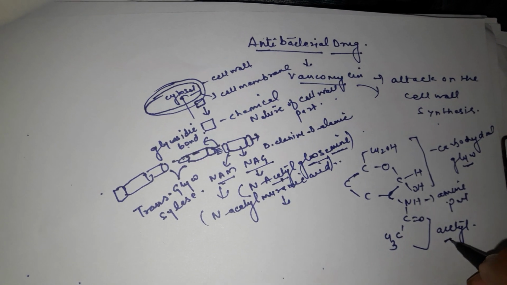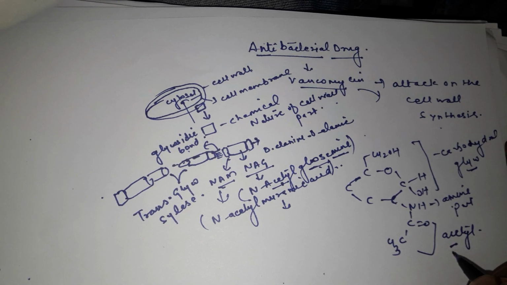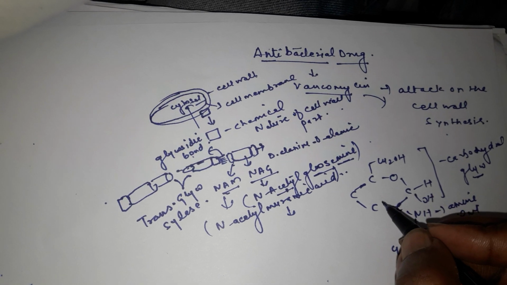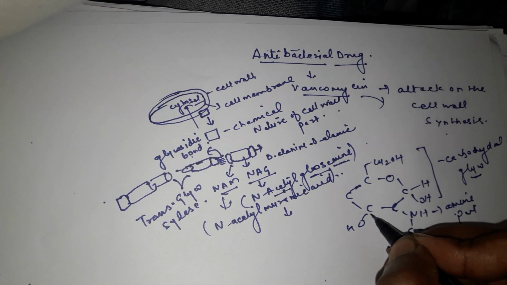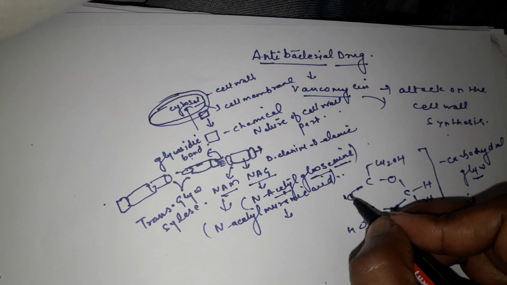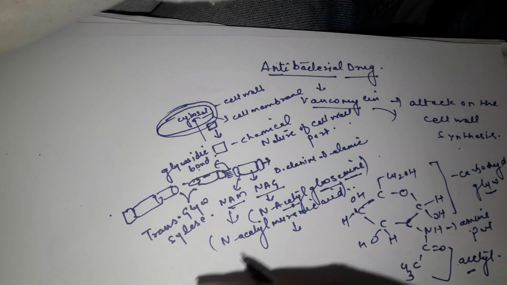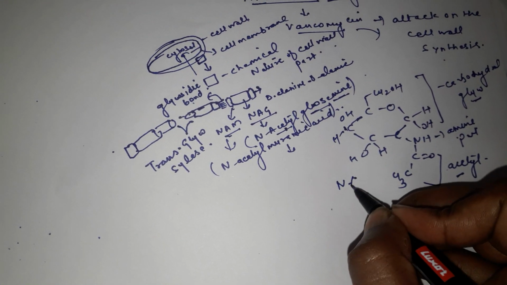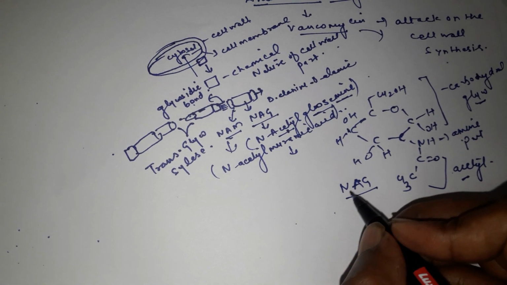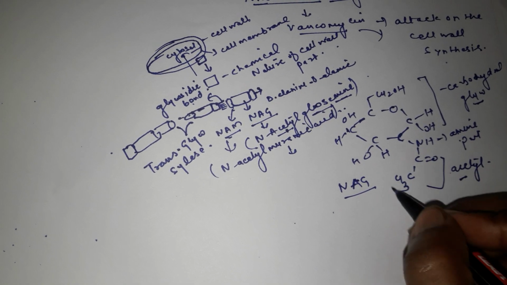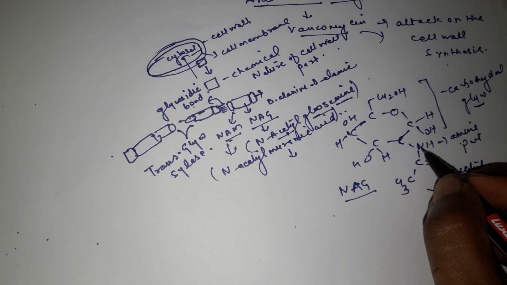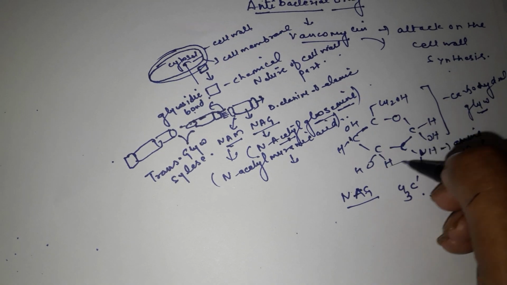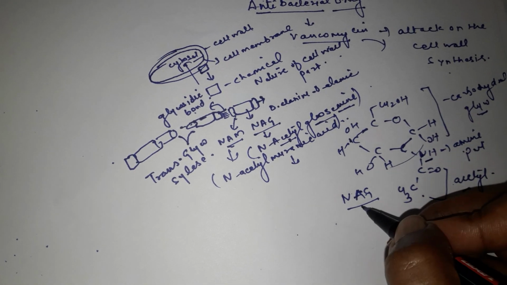Glucose amine N-acetyl: why is it called N-acetyl? Because the acetyl is attached to nitrogen. The remaining part is one OH present here. This is the simple structure of N-acetyl glucosamine. Acetyl is this one, glucosamine is the glucose structure with the amine part attached.